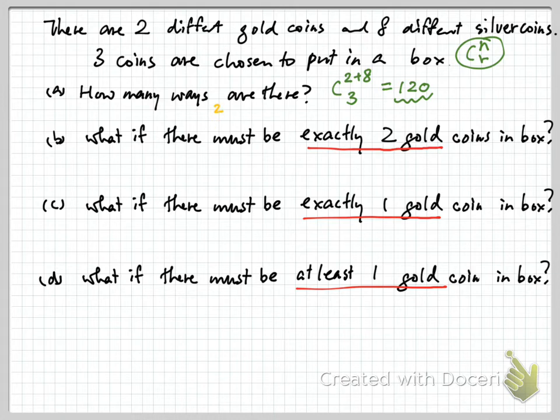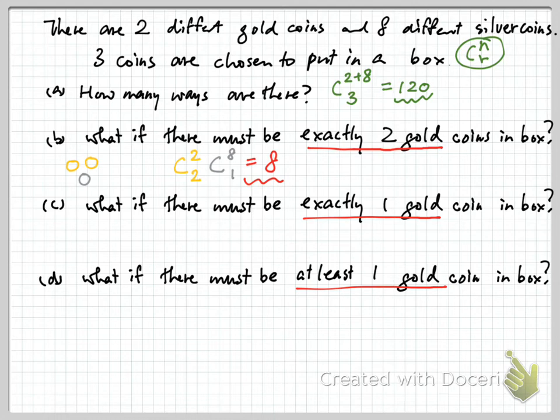These are the number of ways we can choose the gold coins. And then for the silver coins, we have 8 silver coins, and we choose one of them, because we need 2 gold coins and 1 silver coin in the box. So we multiply these two numbers, and the answer goes to 8. 2C2 is 1. There are 8 ways we can do that to have exactly 2 gold coins.